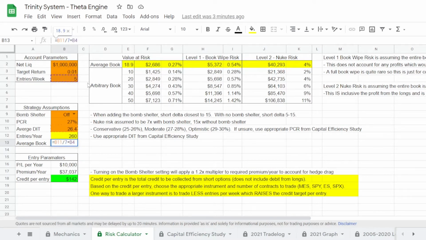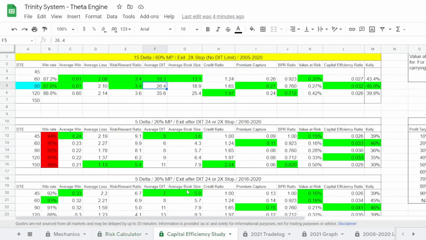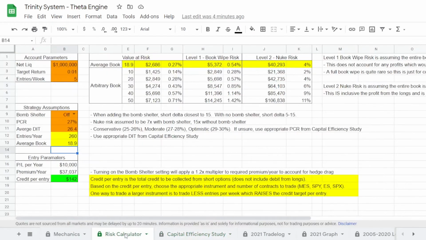Before, I've always multiplied it by 5 because that was the entries per week if you enter every day. So right now I made the formula generic. I just multiplied it by the input cell. And we'll see how that affects things once we reduce that. But for now, I just want to set this example before we tinker with it too much. So average book size is 18.9. You can see that matches the average book size from the capital efficiency study tab. So what does that do for you? All of that filters down to your credit target per entry for your trade.